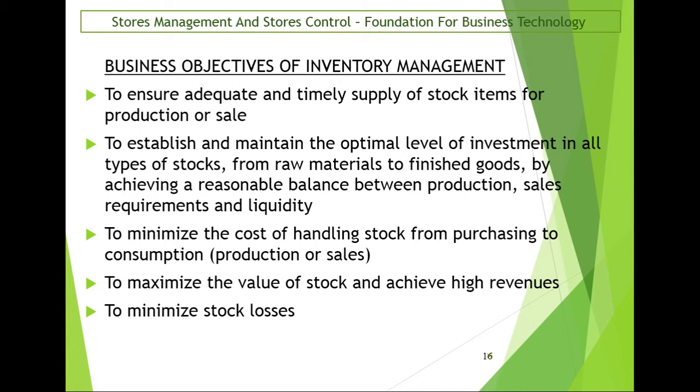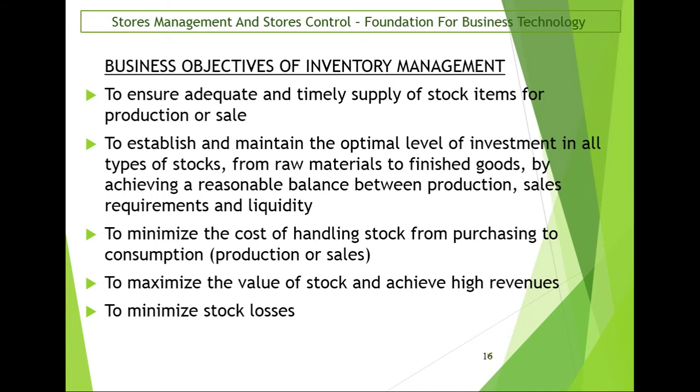So when we look at the business objectives, firstly, we want to ensure that we have adequate and timely supply of stock items for production or sale. If we are into manufacturing, we cannot afford to run out of raw materials. If we run a retail shop, we also cannot afford to run out of stock. So the first and most important objective of stock management is to ensure that there is enough raw materials as well as stock for sale.